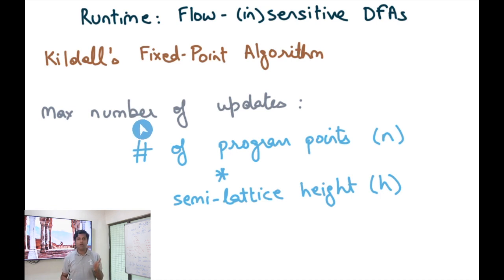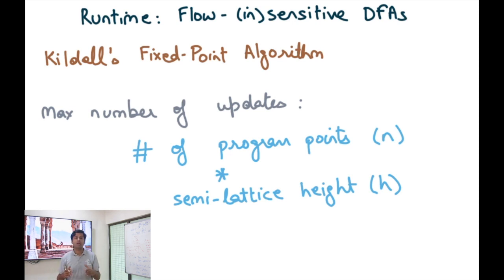Now, the maximum number of updates that a fixed point data flow analysis algorithm could make is the number of program points times the height of the semilattice. The argument here is that every update brings some value at some program point one step down in the semilattice. Because the semilattice is a bounded, finite-height semilattice, eventually all values will come down to the bottom value, and that is the termination condition of the fixed point algorithm.